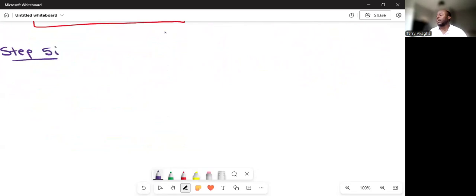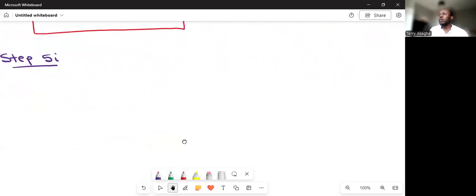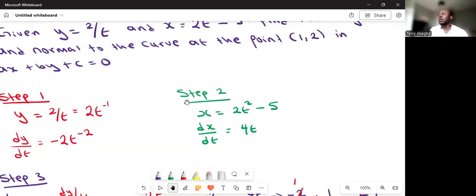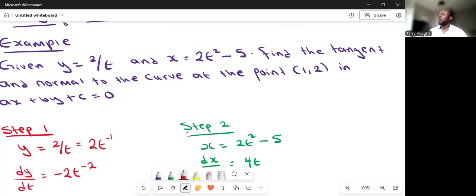So step 5i, I told you to substitute the y value into the original equation to get t. If you go to the question, the y value has to be this, because this is going to be x and the y. So the y is 2, and we substitute it into the original equation to get t. So the original equation is y equal to 2 over t.